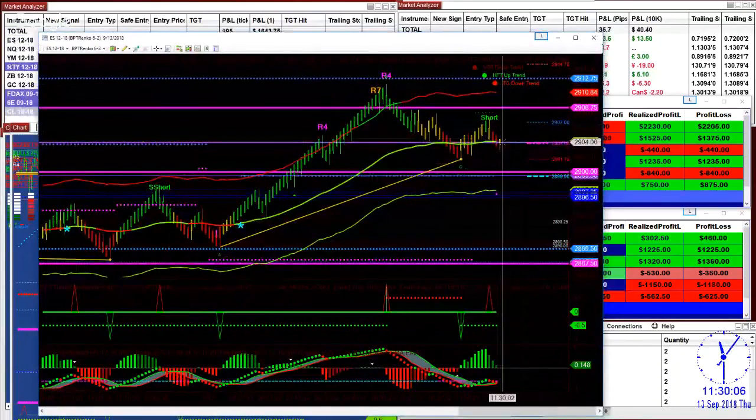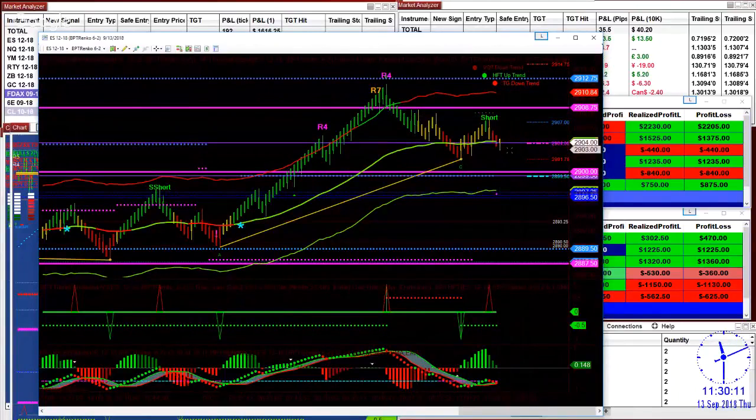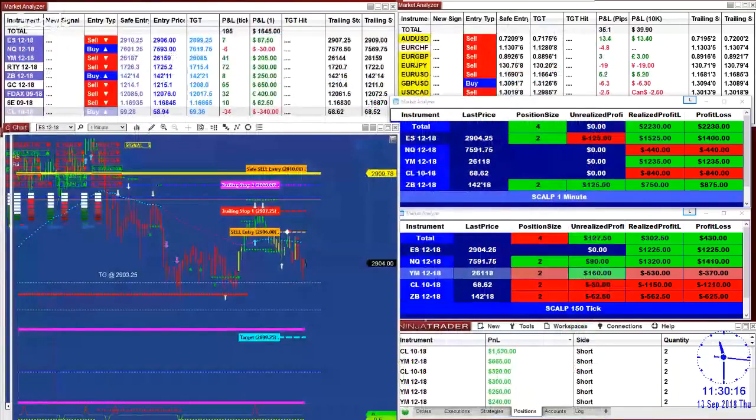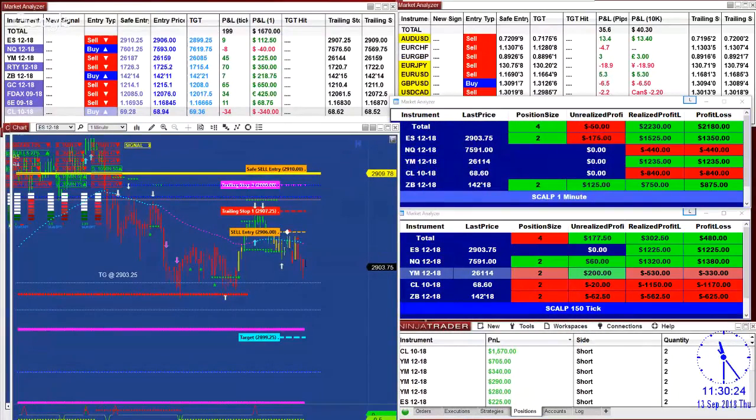We are sitting right there at 904. I hope it's not going to get stuck between those two lines. That means we are in for a long haul till after lunch. So we'll see. CL going south, and we have the Nasdaq going south on the new signal. Okay.